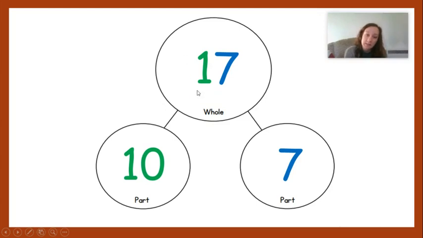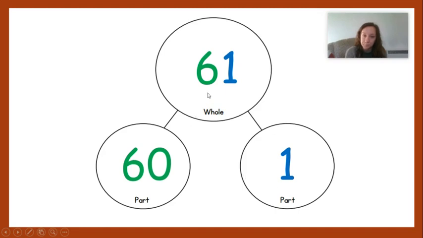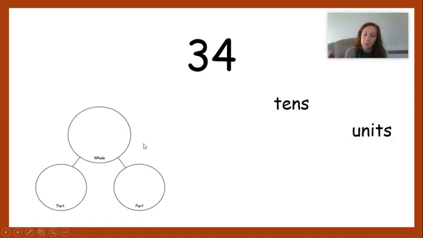So we can see that the tens column is represented in green, and that splits down here to make one group of 10, okay? And the blue represents the units. So we have 7 units and 7 units down here, okay? And here we have the number 61. So we have 1 unit and we have 6 groups of 10 to make 60, okay?